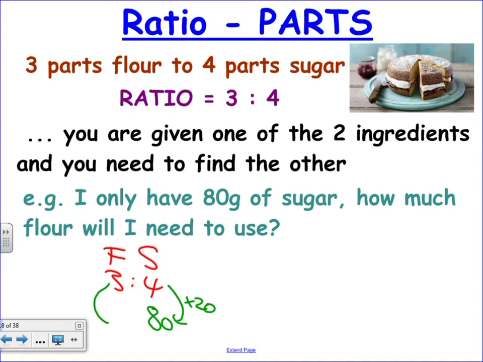20. So what do I have to do this side? Because it's a ratio, by 20. And what do I end up with? Yeah, 60. So I need 60 grams of flour. How much flour do I need? 60 grams. Easy, isn't it?